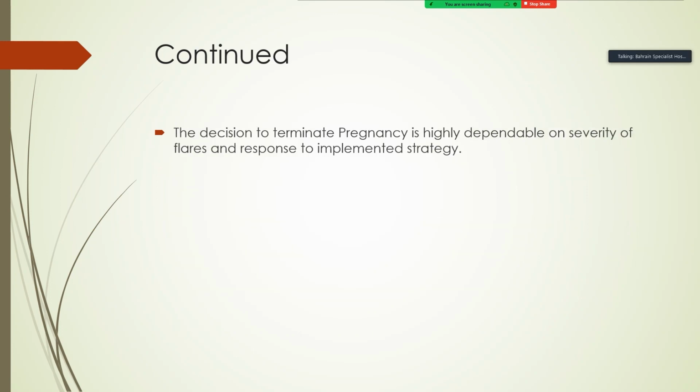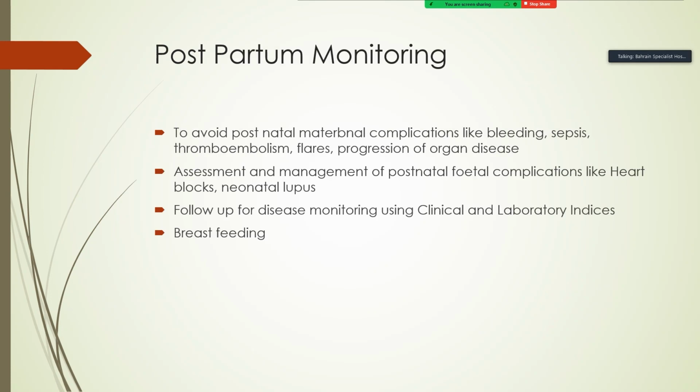Now, if some life-threatening condition happens during the pregnancy, then the decision to terminate should depend on the severity of flare and response of the implemented strategy. And during the postpartum period, the patient should be monitored for any postnatal complication like bleeding, sepsis, any thromboembolism, or any flare of the disease or progression of the organ involvement like lupus nephritis. And then assessment of the fetal complications should be done postnatal. It includes heart block or presence of neonatal lupus.